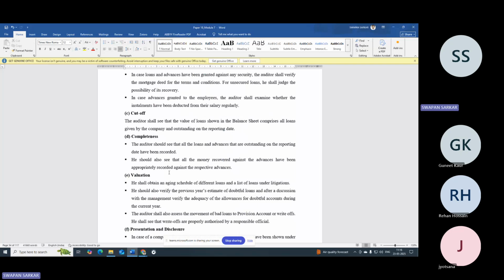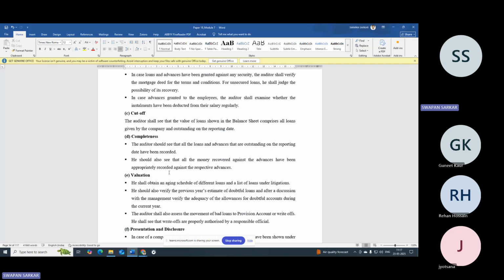Completeness: the auditor should see that all the loans and advances that are outstanding on the reporting date have been recorded, and he should also see that all the money recovered against advances has been appropriately recorded against the respective advances. Valuation: he shall obtain an aging schedule of different loans and a list of loans under litigation. He should also verify the previous year's estimate of doubtful loans, and after a discussion with the management, verify the adequacy of the allowance for doubtful accounts during the year.